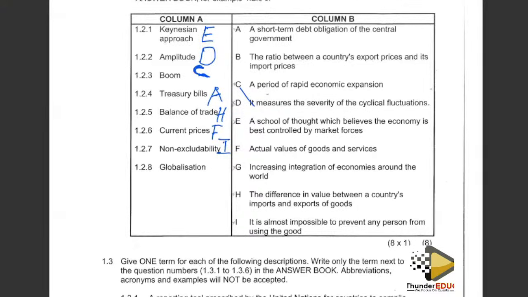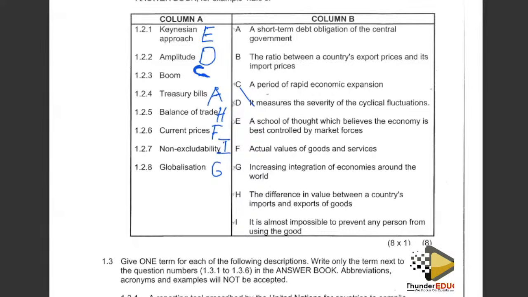Also, the Soccer World Cup can be classified as an activity that calls for globalization. So now let's check the appropriate answer for 1.2.8. Our appropriate answer is G, that is as follows: increasing integration of economies around the world. So in this regard, our appropriate answer is going to be G. Okay, right, grade 12. So now we are done with this question. Let's move on to the next question.